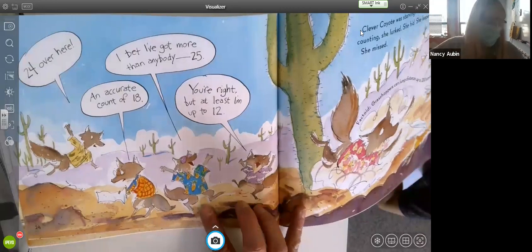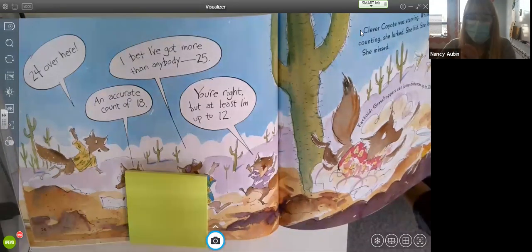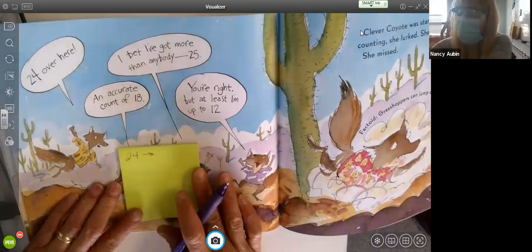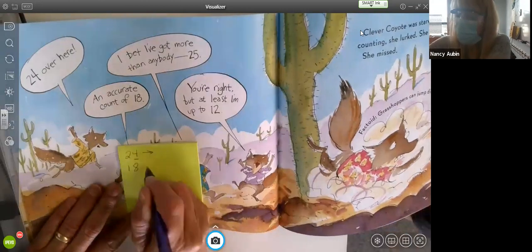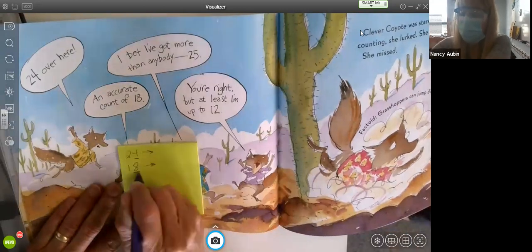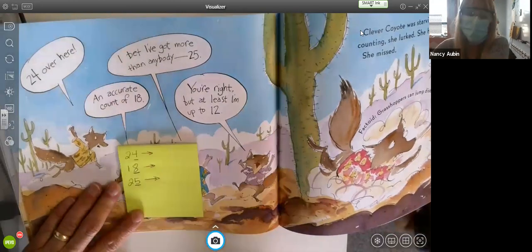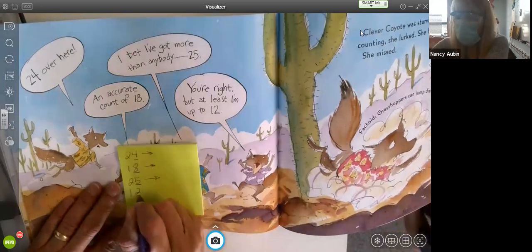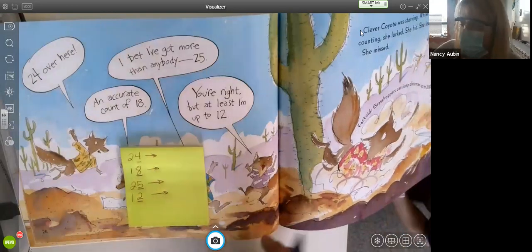All right, so we're gonna get our little sheet. Write it on your board. You've got 24, round it to the nearest 10. Looking in your ones place. You've got 18, round it to the nearest 10. You've got 25, round it to the nearest 10. And you've got 12. You have 4 numbers to round to the nearest 10. Then add them up.